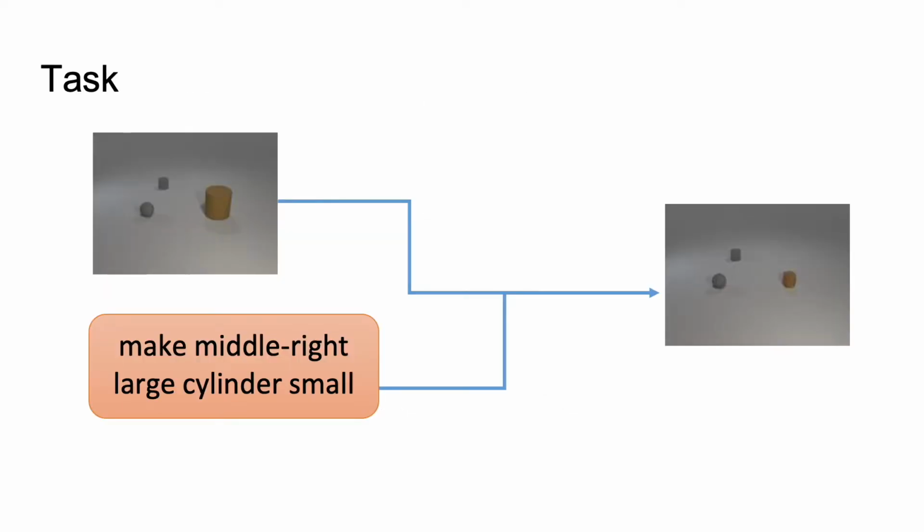So in this paper, we propose a new task called Text-Guided Image Manipulation, and the inputs for this task are an image and a text instruction. We want to generate an output image by modifying the input image following the instruction given by the text. Here we have a text that states "make middle right large cylinder small", and we have an input image where there is a large cylinder on the right part of the image. So we want to generate an output image where the cylinder is actually smaller, but the rest of the image is unchanged.